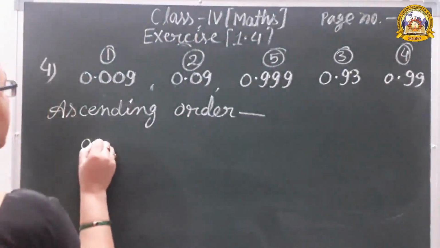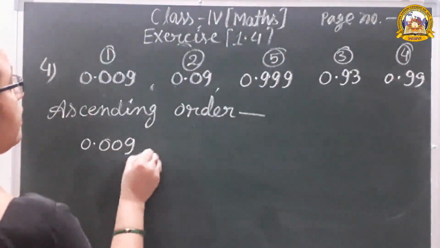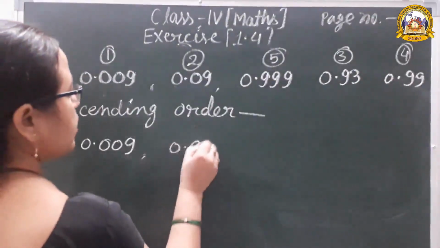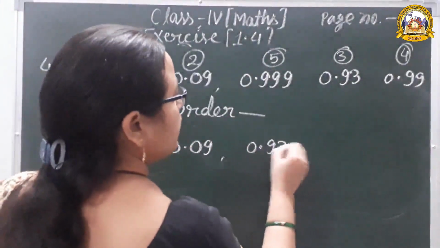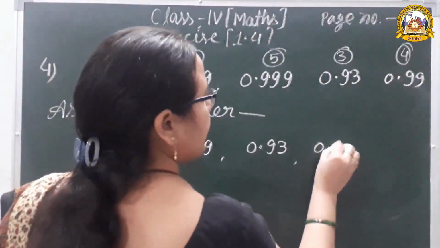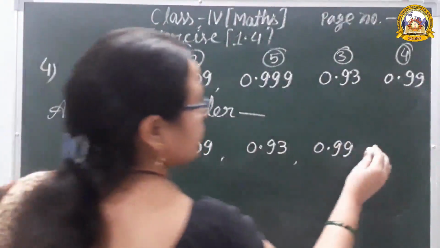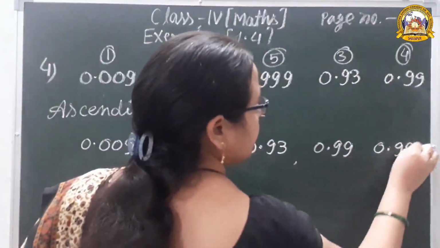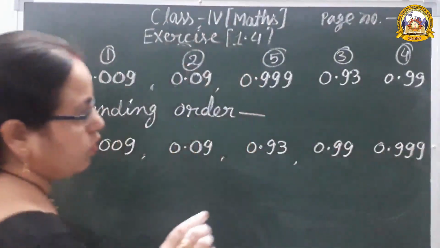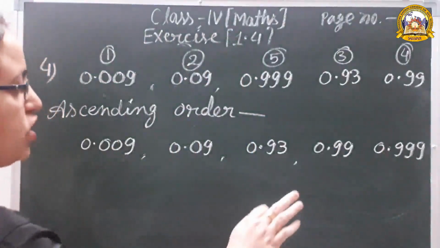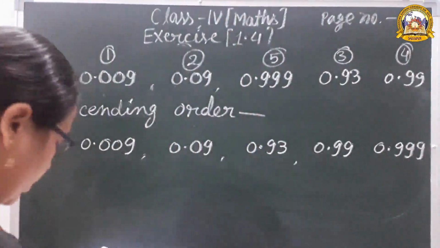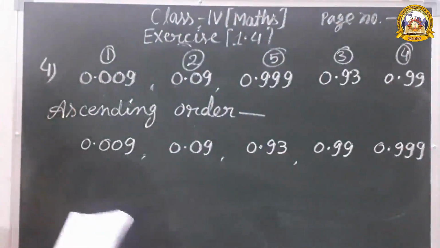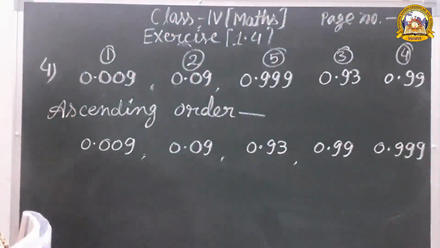First position: 0.009, 0.09, 0.93, 0.99 and 0.999. Okay, this is the arrangement of all the decimal numbers in ascending order. Okay, now the other two are homework questions.